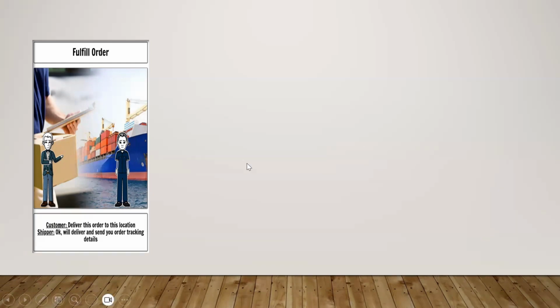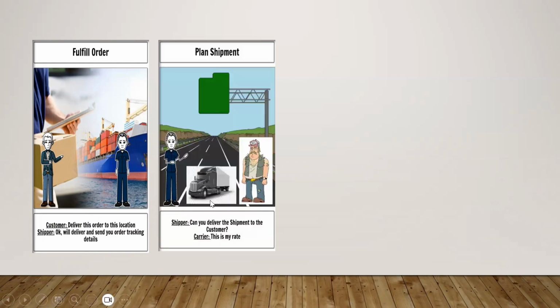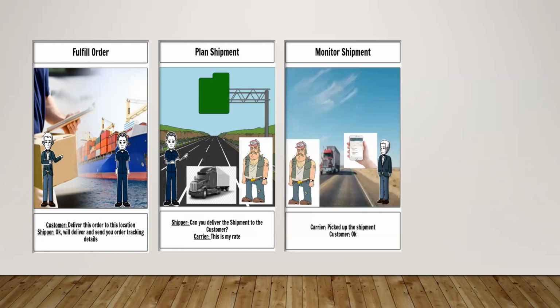Okay. So the customer places an order with the shipper asking them to deliver the shipment to their end customer. The shipper takes the order and, based on the contract they have with the carrier and the rate the carrier has given the shipper, plans the shipment, sends the tender to the carrier, and the carrier accepts the tender.